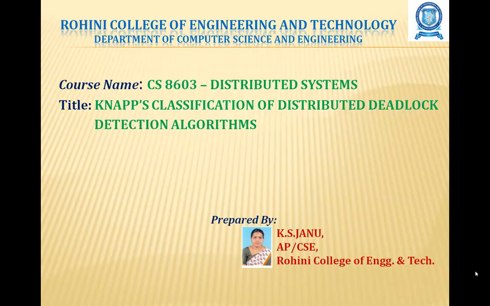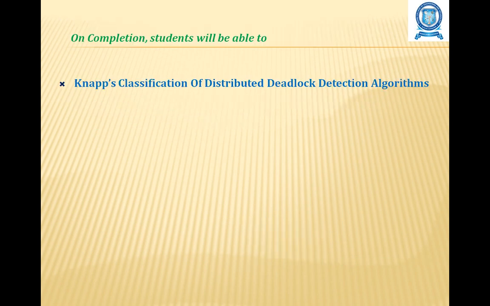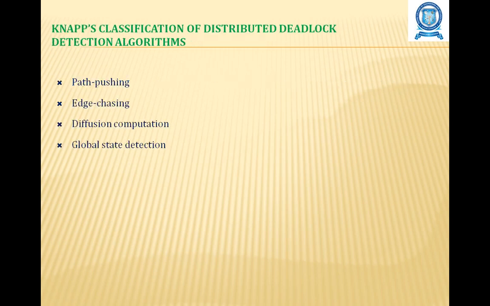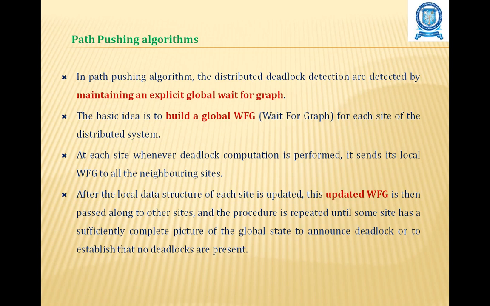This video lecture explains Knapp's classification of distributed deadlock detection algorithms. After completion of this video lecture, the students will be able to understand the concepts of Knapp's classification of the distributed deadlock detection algorithms. The algorithms are path pushing algorithm, edge chasing, diffusion computation, and global state detection. First, see about the path pushing algorithms.